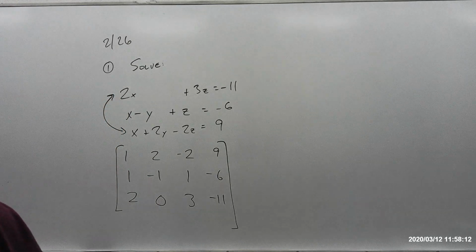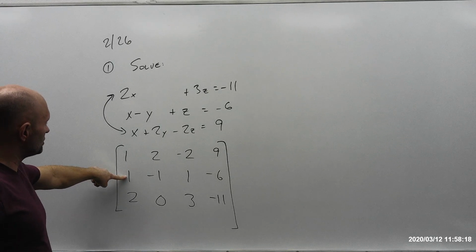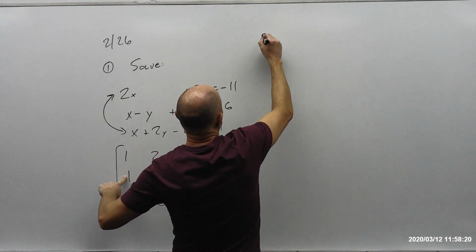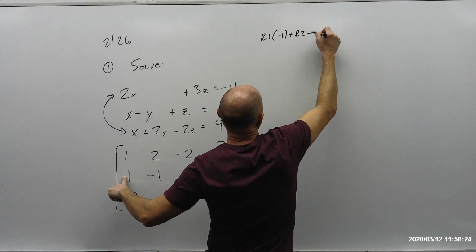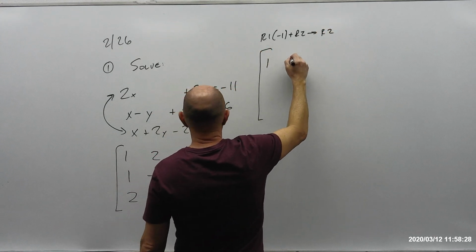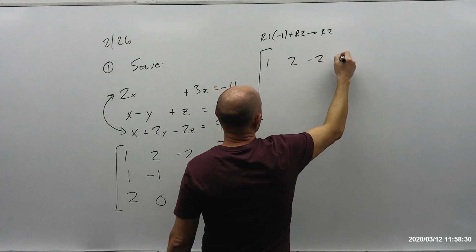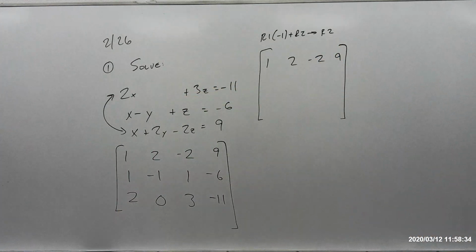Just checking the video. Yep, okay, we're good. Want to make sure you get all this. So I want to put a 0 in this location here. I'm going to do row 1 times negative 1 plus row 2 gives me a new row 2. So leave row 1 alone: 1, 2, negative 2, 9.